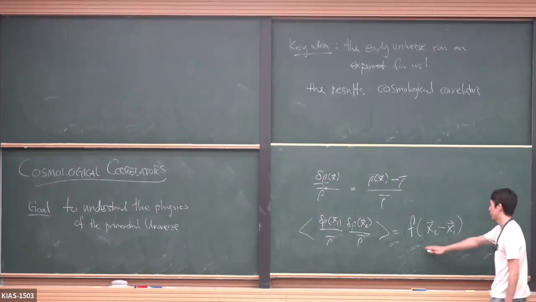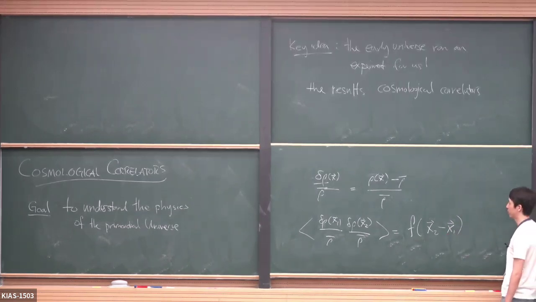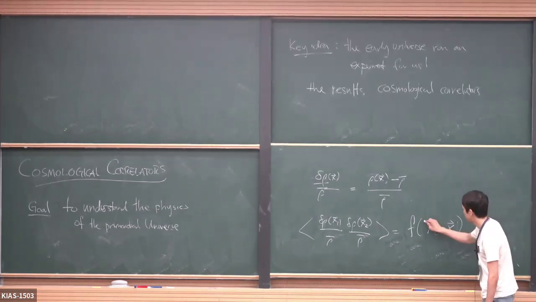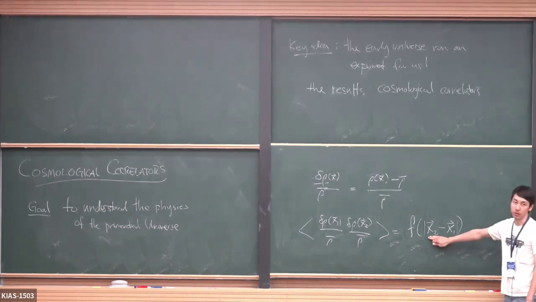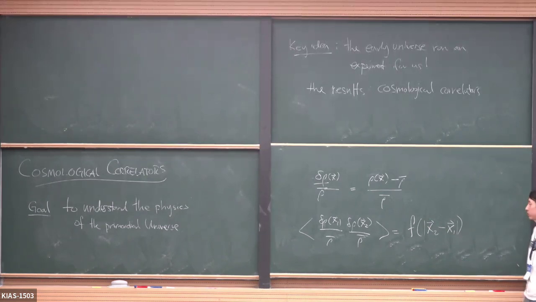So it's some function of the distance between these 2 vectors, and furthermore, because the universe looks almost the same in every direction, the universe is statistically isotropic. So this function actually only depends on the magnitude of the difference between these 2 vectors.